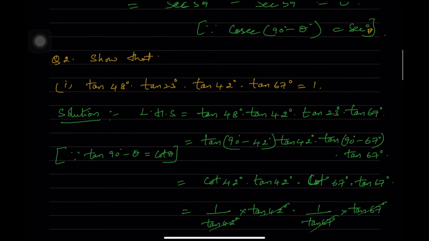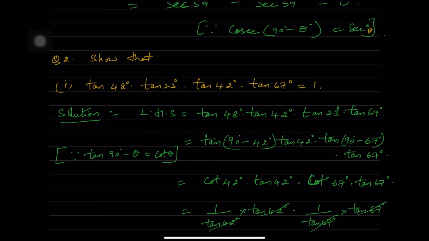Now in question 2, we have to show that tan 48 into tan 23 into tan 42 into tan 67 is equal to 1. So we have to join those two terms where, when you add those two numbers, it should be equal to 90 degrees. Now 48 plus 42 is 90, 23 plus 67 is 90. So bring all these to one side. LHS is equal to, I am writing it as tan 48, tan 42, tan 23, tan 67.